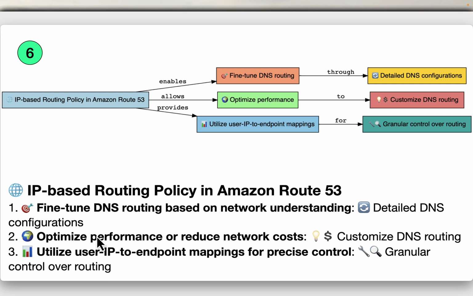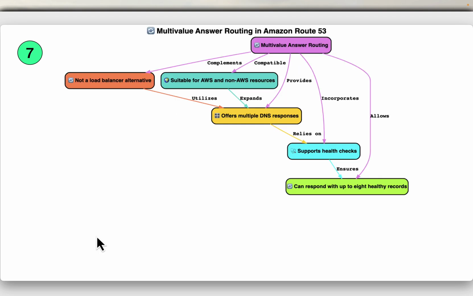Third, utilize user IP to endpoint mappings for precise control. By uploading user IP to endpoint mappings to Route 53, administrators gain granular control over the routing process, allowing for highly specific routing decisions that cater to the unique requirements of their network and users. Okay, multi-value answer routing.